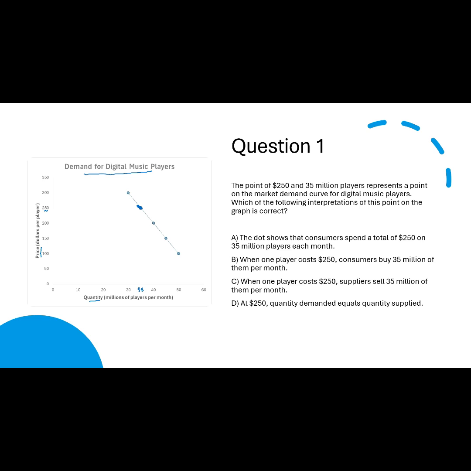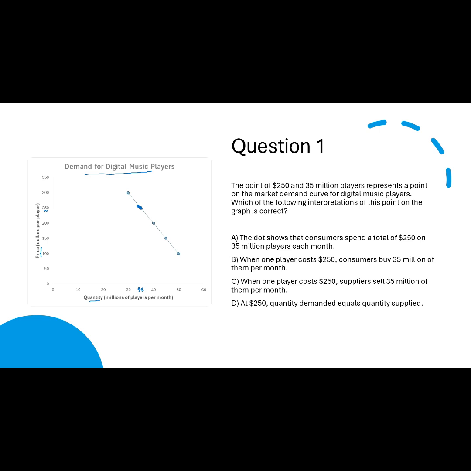All right, so which one of these statements would be correct? Let's see, we have letter A, B, C, and D. A, the dot shows that consumers spend a total of $250 on 35 million players each month. B, when one player costs $250, consumers buy 35 million of them per month. C, when one player costs $250, suppliers sell 35 million of them a month. D, at $250, quantity demanded equals quantity supplied.